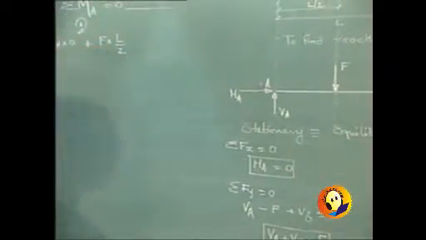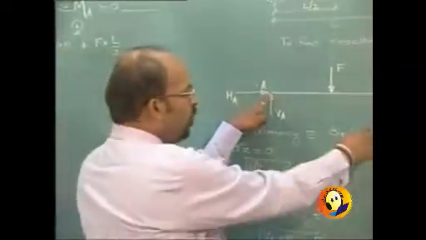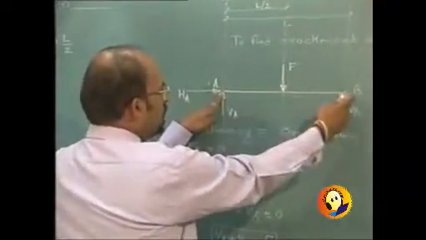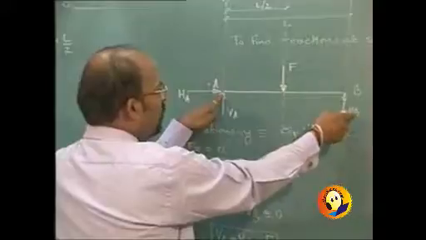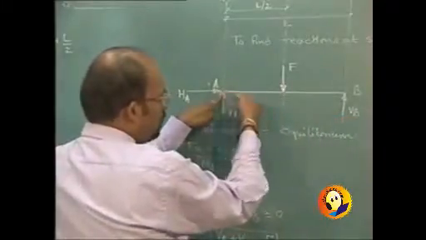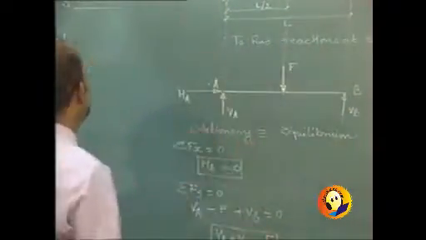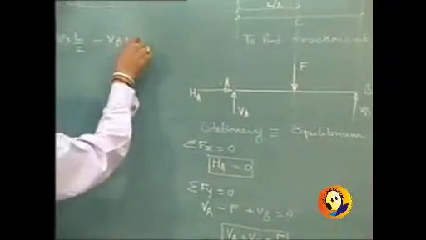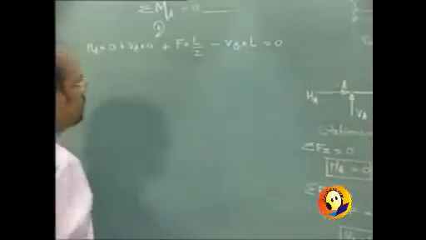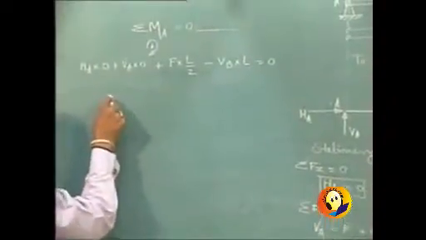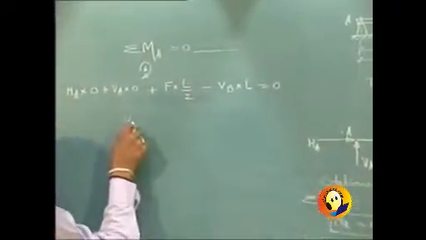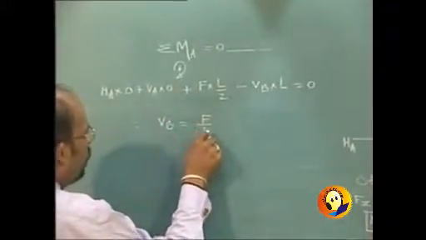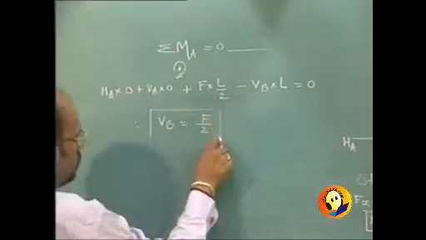and therefore we can write it is F into L by 2 clockwise, so positive. The remaining force is VB, which is acting upward. Perpendicular distance from A is L, and so it will be VB into L, and if you see the sense of rotation, it is anti-clockwise, so it will be minus VB into L is equal to 0, and therefore we will get VB is equal to F by 2. So we get the solution.